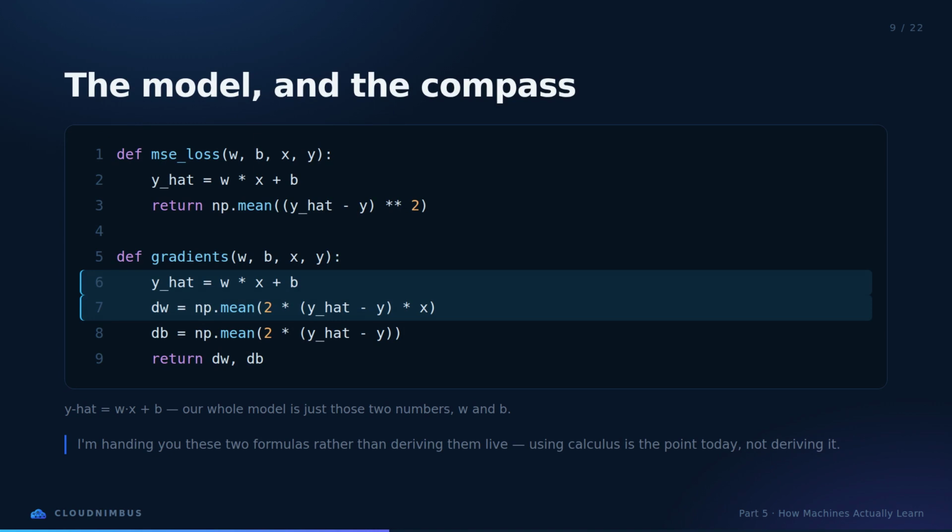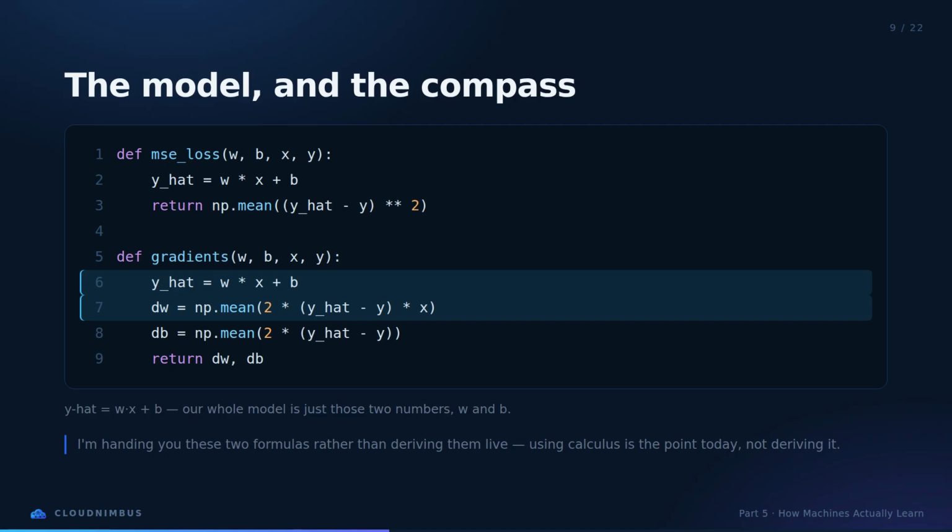We start with a deliberately terrible guess, both set to zero, which draws a flat line sitting nowhere near the data. We compute the starting loss with the mean squared error function we just described. It's large because that flat line is a bad guess, and the loss is telling us exactly that as a single honest number. Now the gradients, the which way is downhill for each of our two numbers, W and B. I'm handing you the two formulas rather than deriving them live, because deriving calculus isn't the point of today, using it is. Two lines of NumPy, and we have our compass.